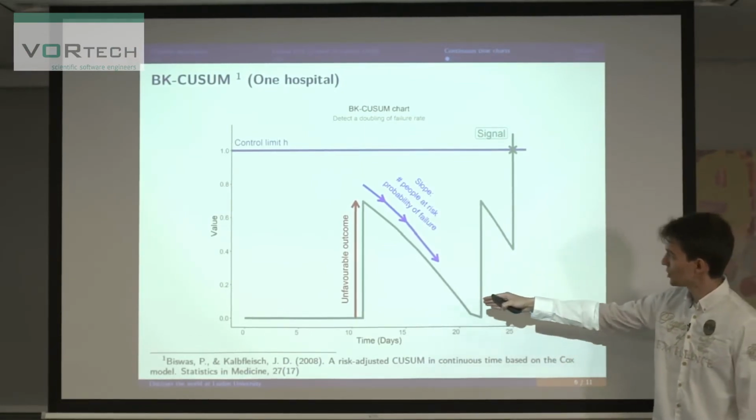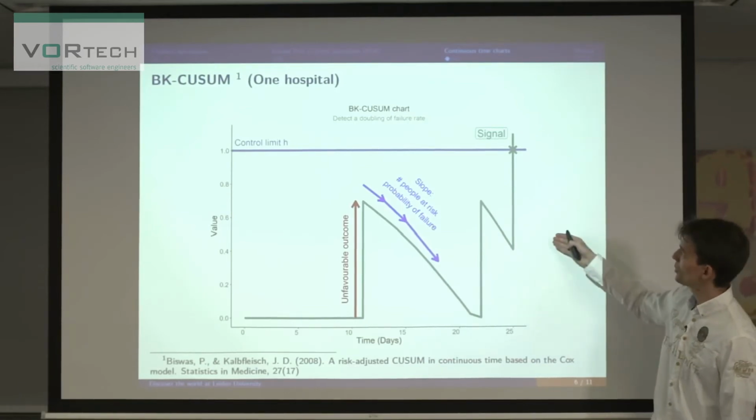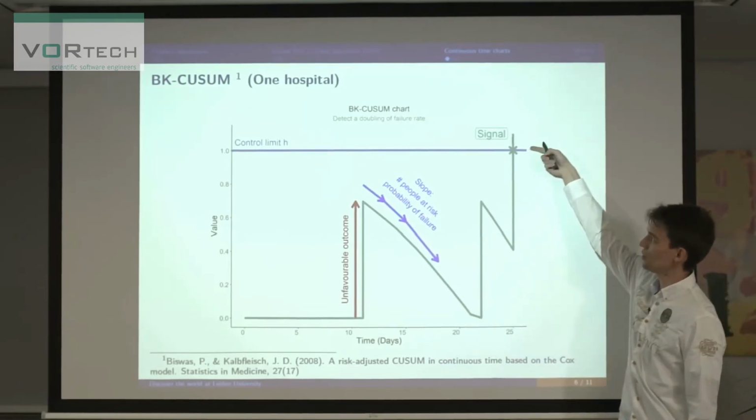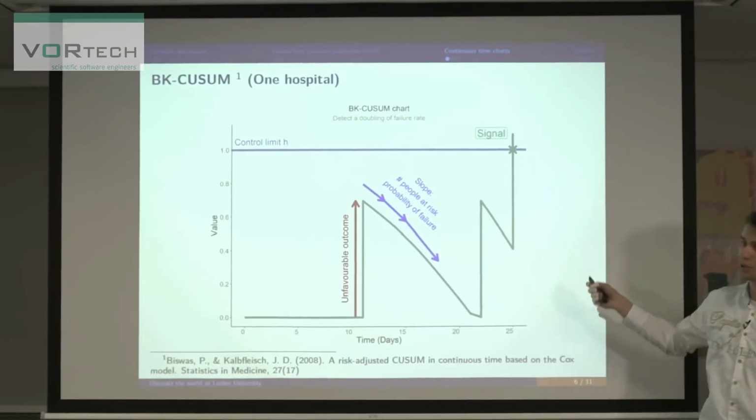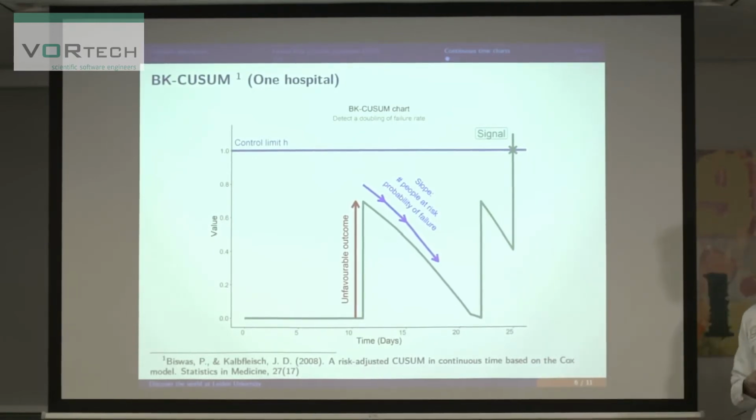We continue to plot this chart until at some point the chart crosses a control limit, h here, which I've taken at 1, and we produce a signal saying that this hospital is performing badly.